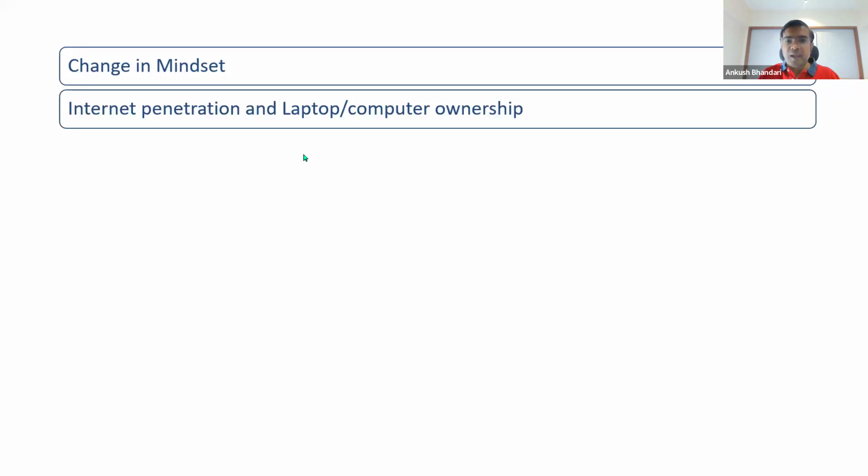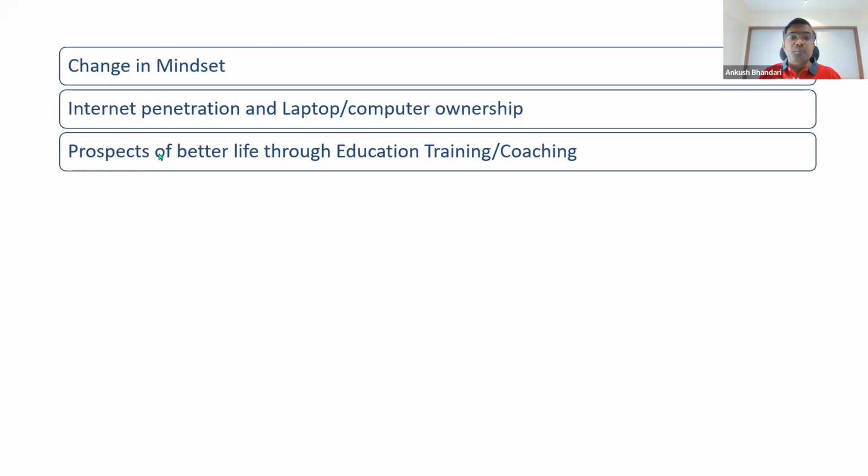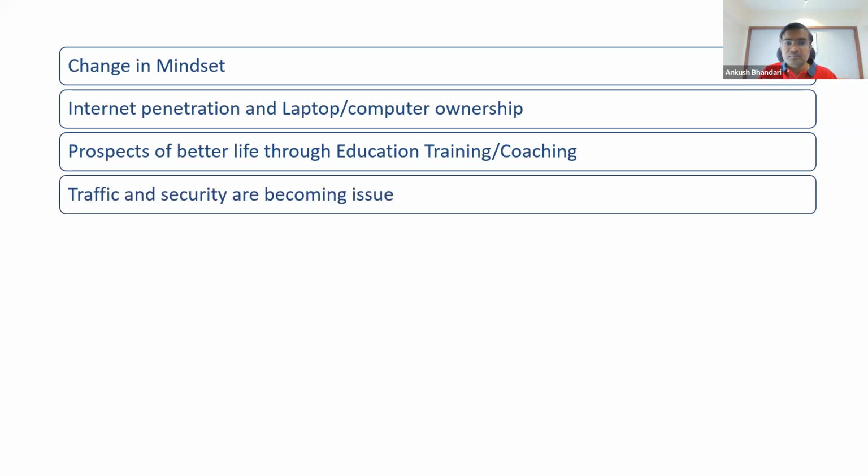Internet penetration, laptop everywhere. Now you get mobile, laptop, internet is there, right? Prospects of a better life through education, right? So now many parents, even in rural areas, are thinking they can provide a better life, better opportunity to their kids only through education. Even they know good teachers may not be available everywhere, even in the rural part of the country. So even they are opting for online classes.